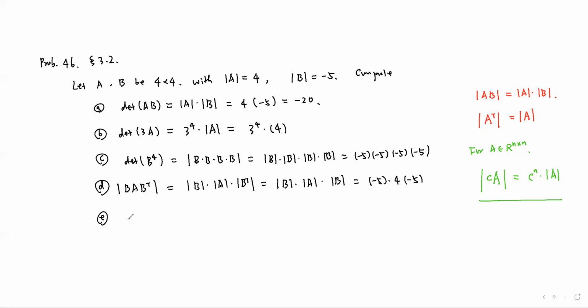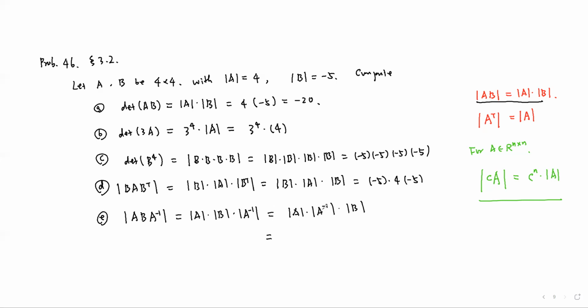How about this? Determinant of A times B times A inverse. By this property, it is this. Now, a determinant is a number. A number times a number times a number, I can write it as this number times this number, then times the determinant of B.